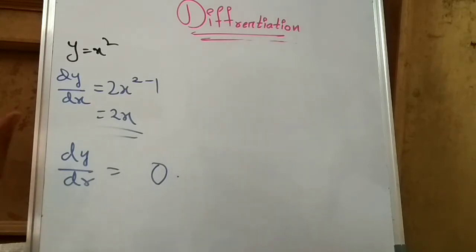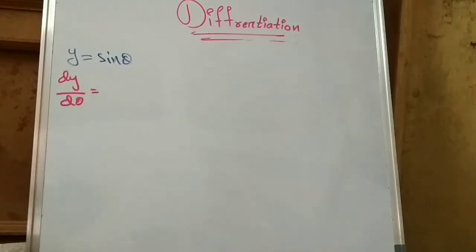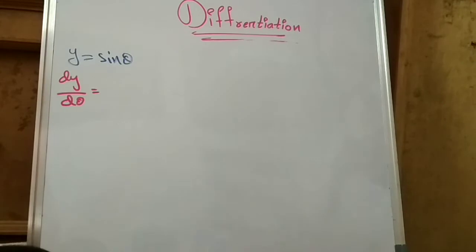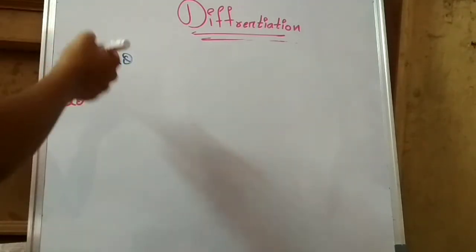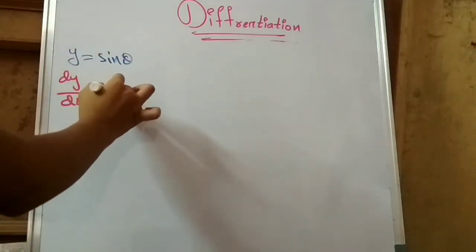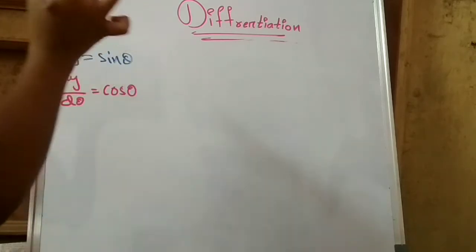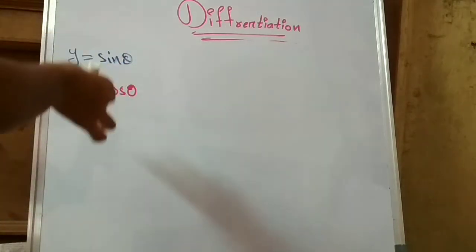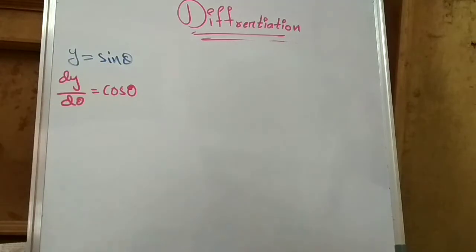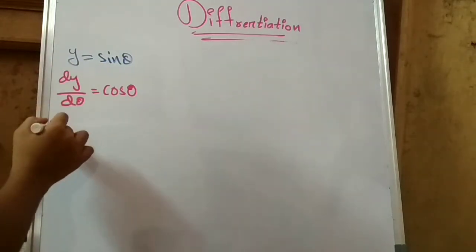This is a very important question that may be asked in exams compulsorily, so remember this. Now if they ask you y is equal to sin theta, find dy by d theta, you can easily say that dy by d theta will be cos theta. If this is cos theta, then this would be minus sin theta. Remember. And now what if I ask you dy by dx.